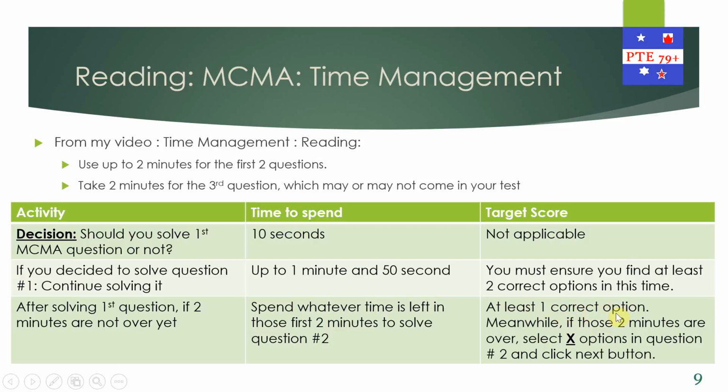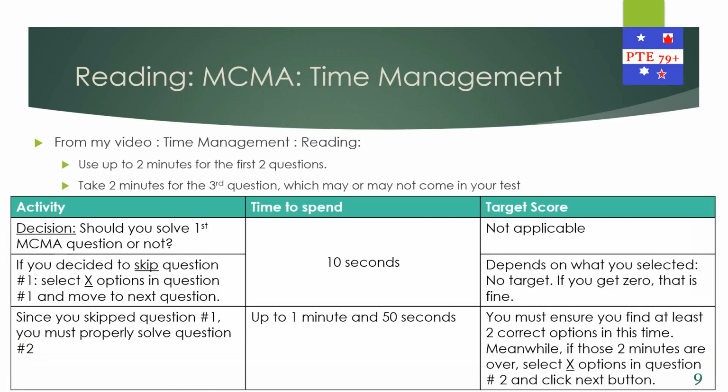And if you are able to get it, good, tick that one answer, click next, and move on. If you are not able to get the first correct option, then just tick X options. What is this X? I'll explain to you later. Make some selections and move on. So in all, we can spend only 2 minutes on the first two questions.